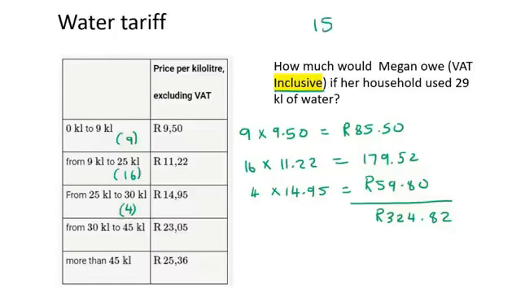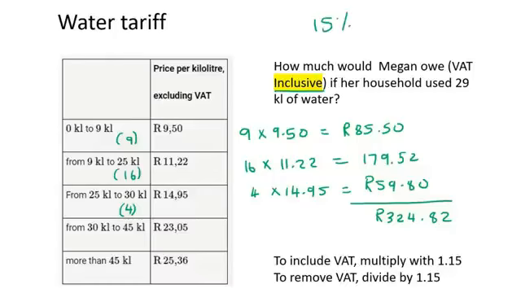Remember we said we're going to assume that VAT is 15%. What we've learned in previous lessons is that if you want to include VAT, just multiply this number by 1.15. The 15 is the 15%. And then to remove VAT, you would divide. So we want to add or include VAT over here. So we're going to say 324.82 multiplied by 1.15, and that'll be 373 Rand, let's round to 2 decimals, and 54 cents.